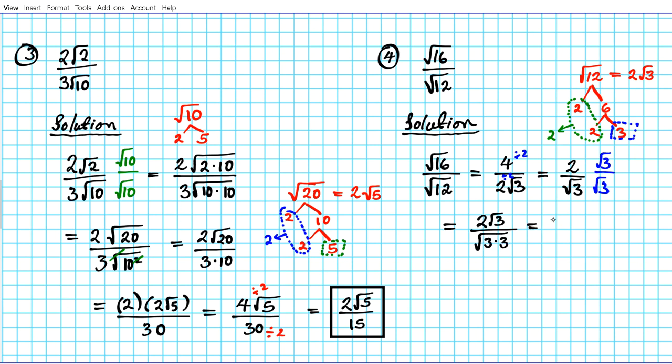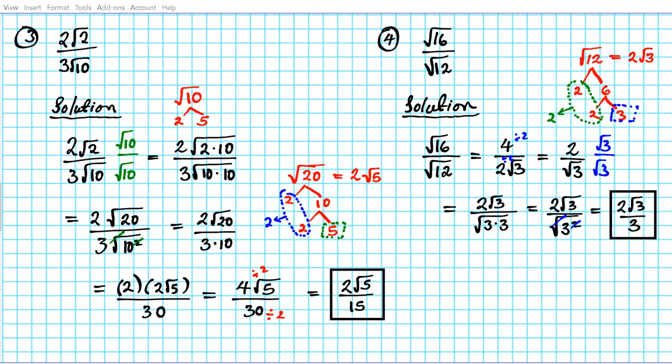which is equal to 2 root 3 divided by, you can write it as root 9 or root 3 squared, is exactly the same thing. But I'm writing it as a square so you can see the interaction between the square root operation and the square. They take each other out. And we have our final answer, which is 2 root 3 over 3 as a simplified form of root 16 over root 12. All right, ladies and gentlemen, it's your turn to do some practice problems.